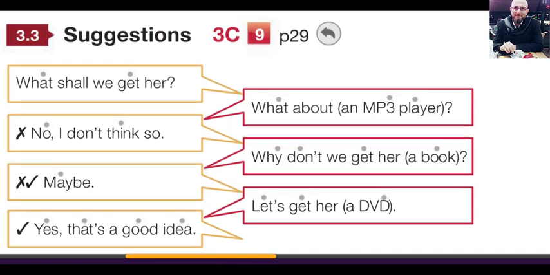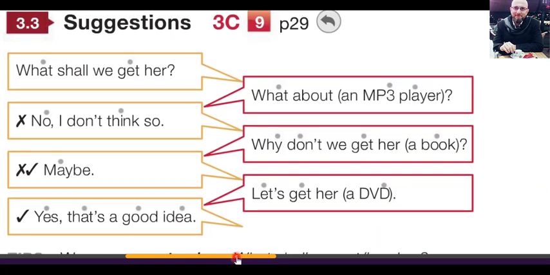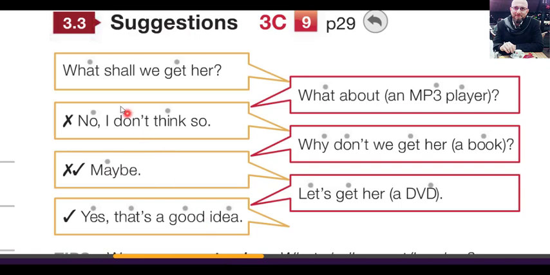Okay, here, as we said, when you give suggestions, for example, I say, what shall we get her? What shall we get her? Get here means like give. What shall we give her? What shall we buy for her? But we don't say what shall we buy for her. We say what shall we get her, buy her, give her. It's the same. And this is because we talk about a girl. If we talk about a boy, of course, we will change this to him. We say what shall we get him, okay?